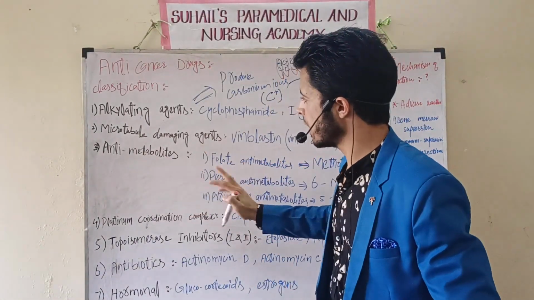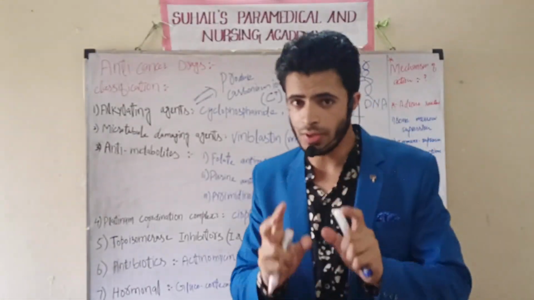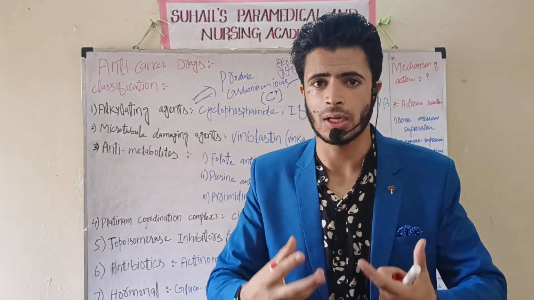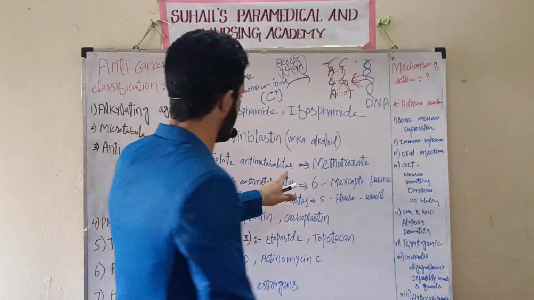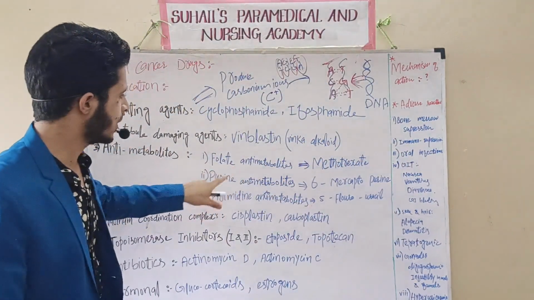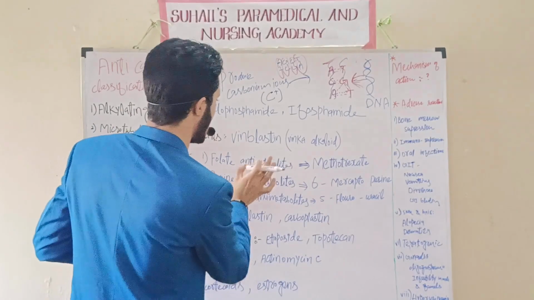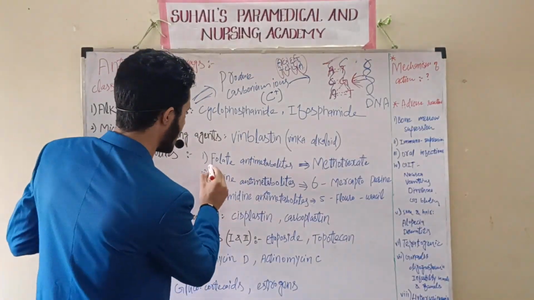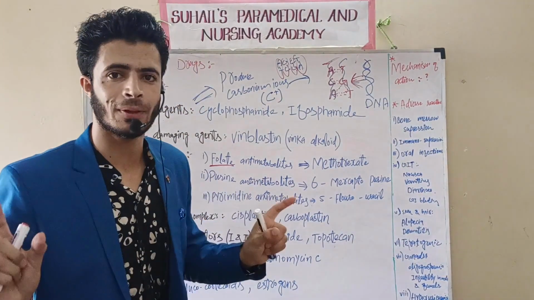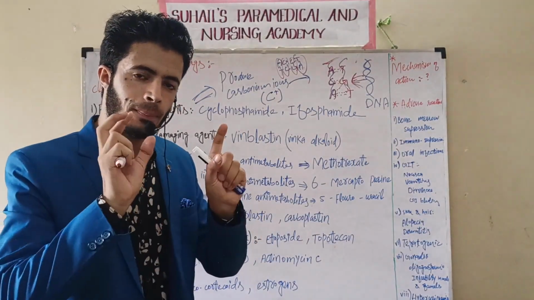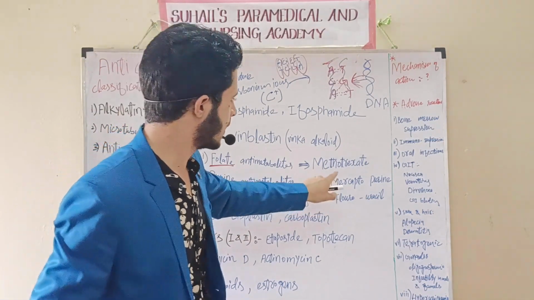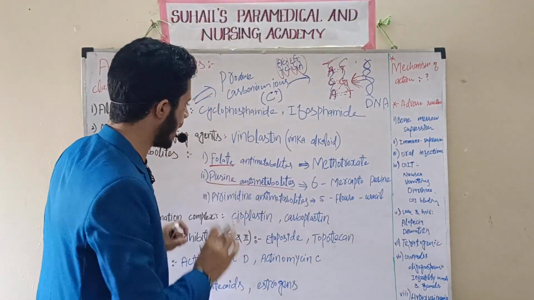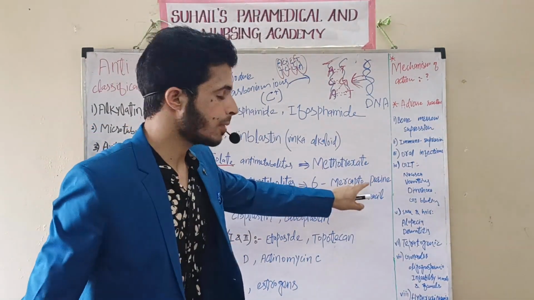Another is antimetabolites. Antimetabolites are those which will act against the metabolites of the cell. What are the metabolites which are present in the cell? Remember, there is one. Suppose these are the drugs, folate antimetabolites. Those which act against the folate, because folate is used for the synthesis of DNA. The drug is methotrexate. Purine antimetabolites. The example is 6-mercaptopurine.